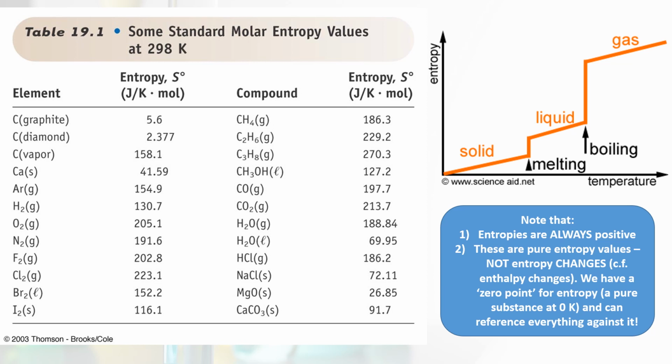Now, the reason we can do this is because we actually have a 0 point, something we can define as having zero entropy. We can't do that for enthalpy, but we can for entropy. Because something that has 0 entropy would be a pure substance at 0 Kelvin. Now, the key thing here is really the 0 Kelvin. Even at 0 Kelvin, absolute zero, there's no energy in our particles.